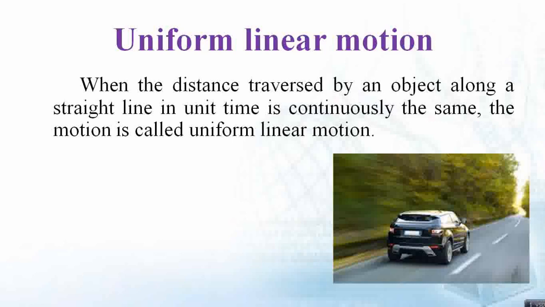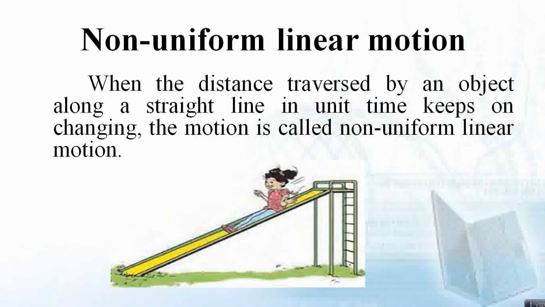Now we will see non-uniform linear motion. It is the opposite of uniform linear motion. When the distance traversed by an object along a straight line in unit time keeps on changing, then this motion is called non-uniform linear motion. Let's understand this with the help of an example.